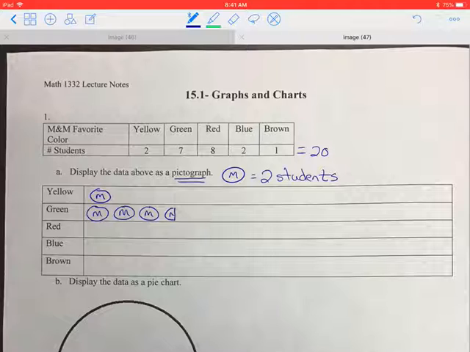All right, so for red, there's 8 students, and so each circle represents 2. So I would need a total of 4 circles. All right, blue is 2, so 1 circle represents 2 students. Brown is just 1, so once again I want half of a circle, and I'm going to put half my M in there. All right, so that's basically how a pictograph works. You use a picture to represent a certain number of people.